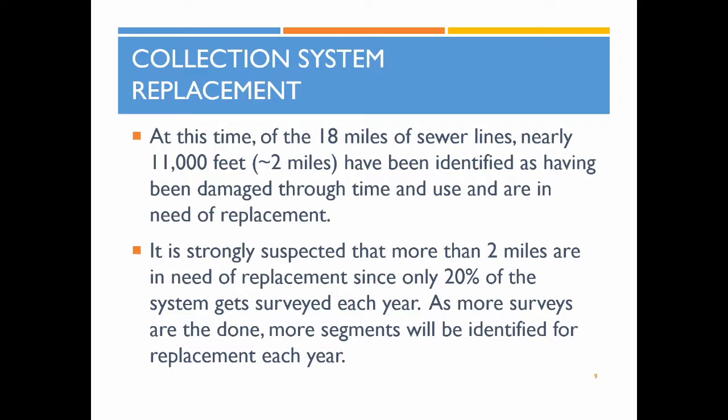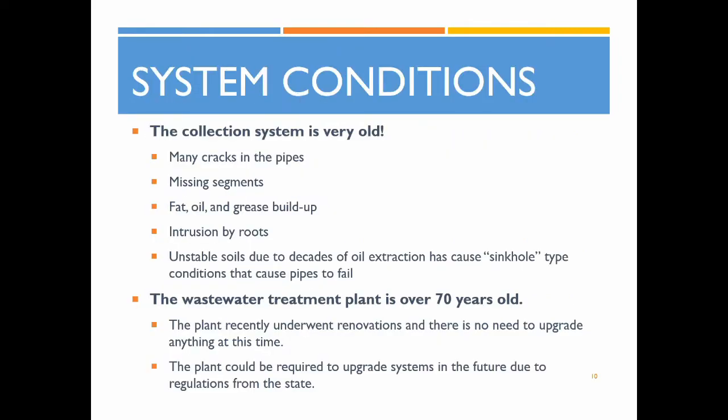Only 20% of the system gets surveyed each year, and as more surveys are done, more segments are identified for replacement each year. Maintaining our 70-year-old sewer collection system is an ongoing project, and we can expect continuous maintenance on the system for the foreseeable future. As I mentioned, the oldest parts of the collection system are 70 years old. There are many cracks in pipes, some missing segments, buildup of fats, oils, and grease, or what we call FOGs. There are roots intruding into some pipes, and in some areas the soils have literally collapsed around the pipe and are no longer properly supporting the pipes.